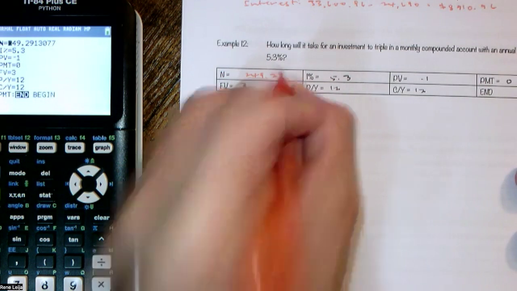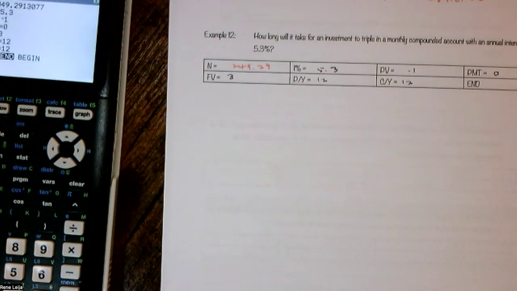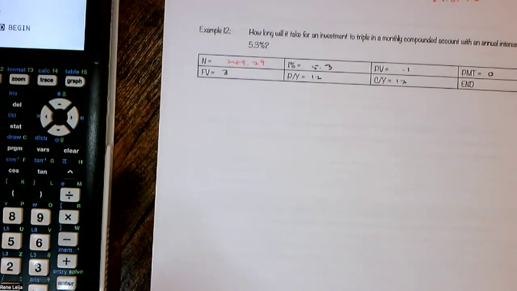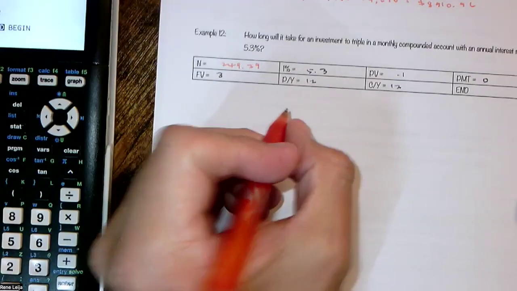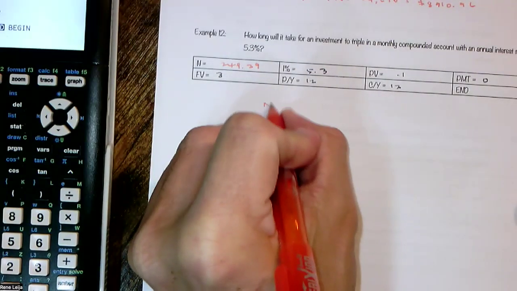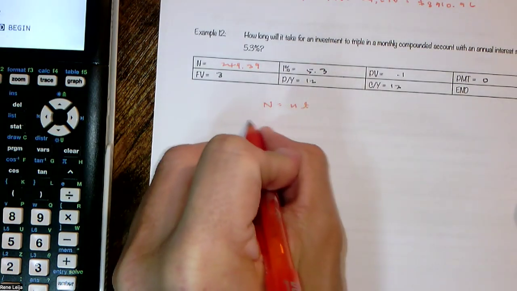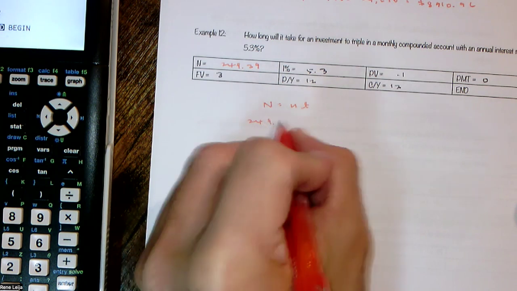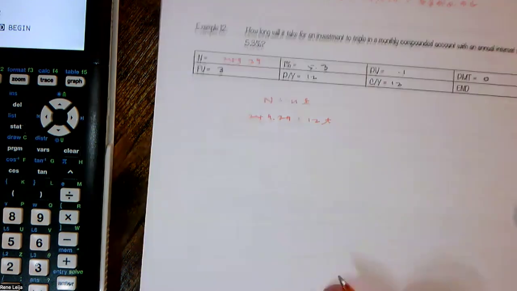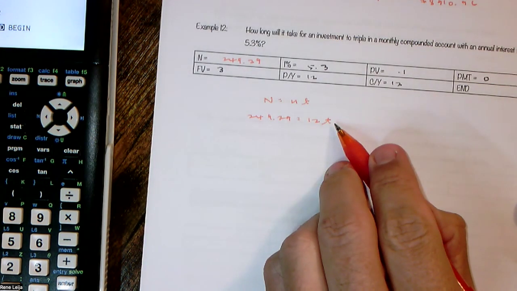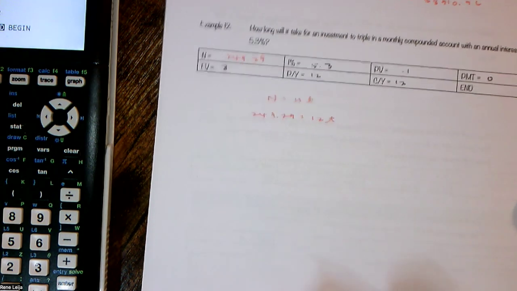Okay, now that's just big N. That's the number of times the interest is going to be compounded. Okay, well, if this is compounded monthly, so remember, big N is made up of little n times t. So that's going to be 249.29 equals 12 times t. And t is going to be the number of years. And that's what I need to know.